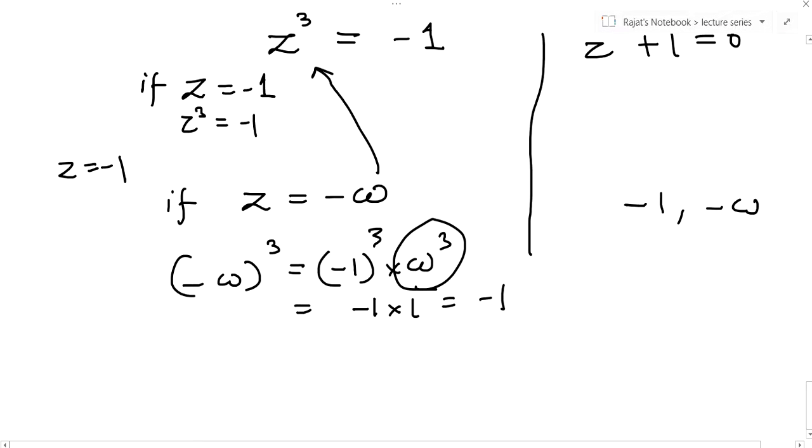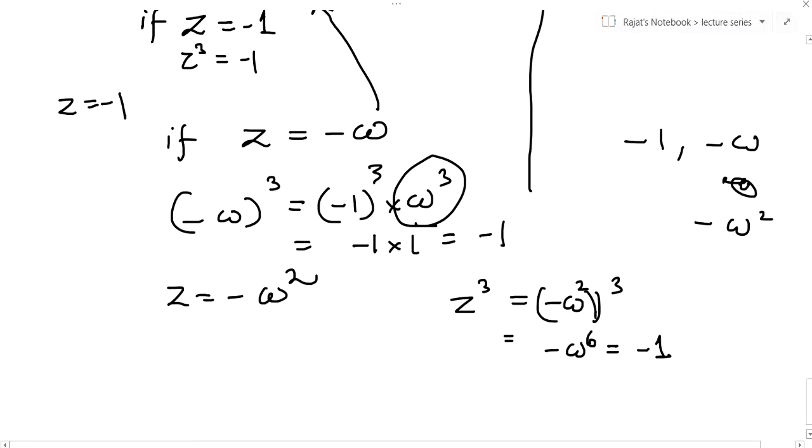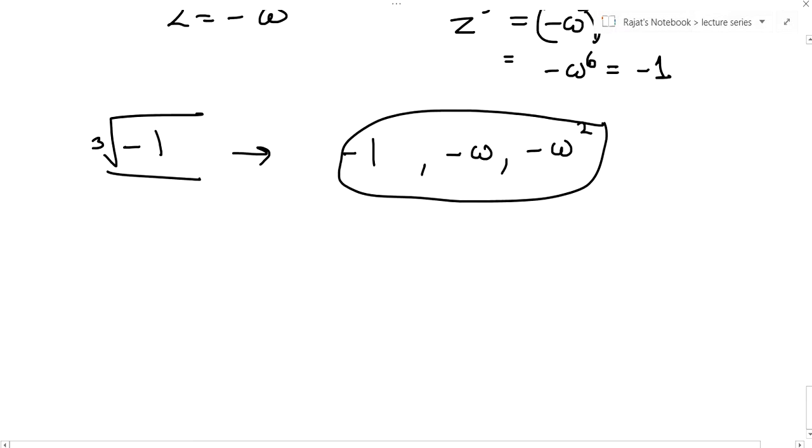You might have guessed by now. If I put z is equal to minus omega square, then z cube will be minus omega square whole cube, so minus omega to the power 6. This is again nothing but minus 1. So the third root is minus omega square. So what are the three roots of minus 1? Three roots are minus 1, minus omega, and minus omega square.